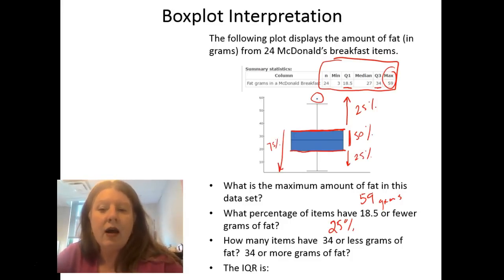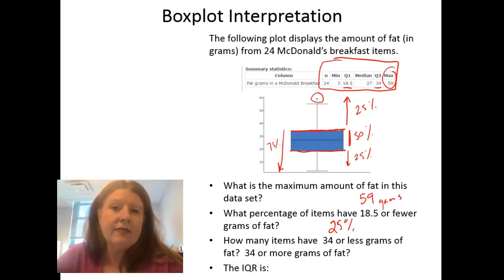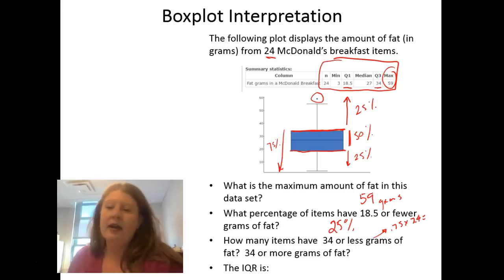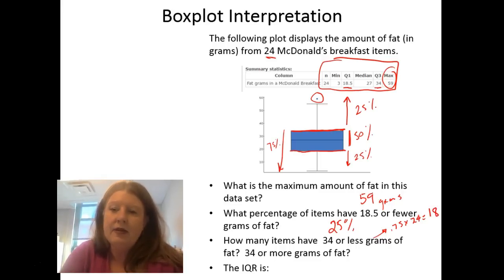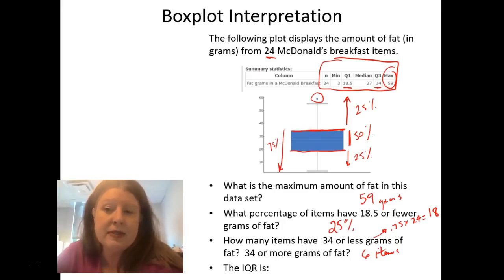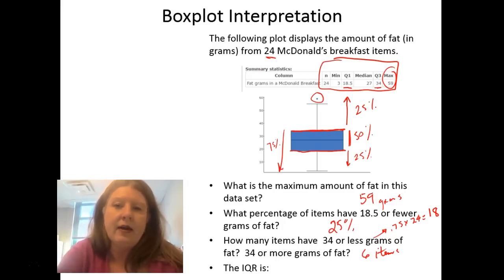So if we want to know how many items have 34 or less grams of fat, we would need to know what 75% of 24 is. To find this, I would just take 0.75 times 24, and you'll see that that gives you 18. So 18 items have 34 grams or less, and then 6 items would have 34 or more. So the remaining 6, or 25% of 24, would be in this area up here.